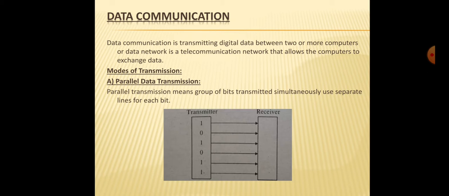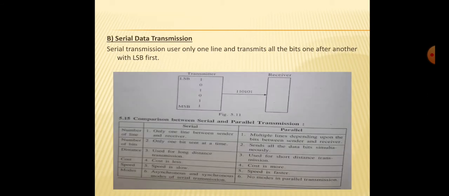Then modes of transmission, what were there? Parallel data transmission. Parallel means what it will be doing? It will be transferring all the data at the same time simultaneously, as you can see in the diagram. Okay, then next, serial data transmission. Serial data transmission means what? Here only one line was there and the transferring was done one by one after another. Okay, one bit at a time it was done in serial data transmission, as you can see in the diagram.